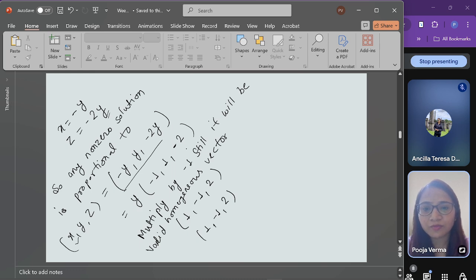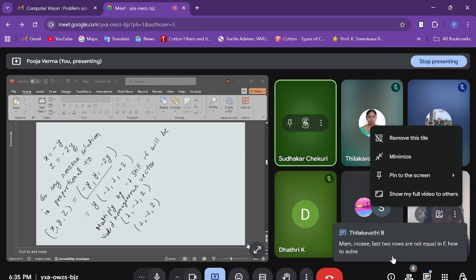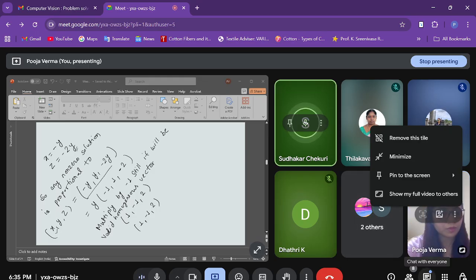So we can write it here like this. Okay. So just make it in this form already. So just multiply with minus 1, that will still be a valid homogeneous vector. Okay.